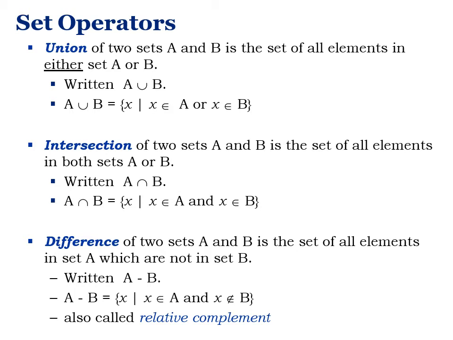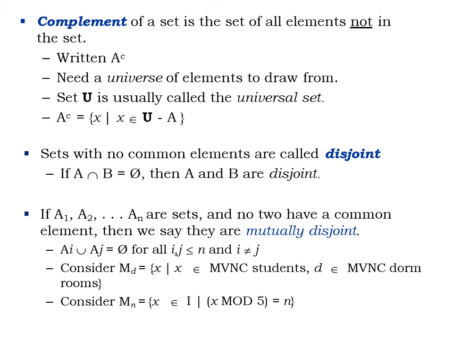We also have difference. The difference of two sets A and B is the set of all elements in set A which are not in set B. It is written in the form A minus B. This is also referred to as your relative complement. The complement of a set is the set of all elements not in the set. It is written with a small letter c as an exponent. We need a universe of elements to draw from, so set U is your universal set.